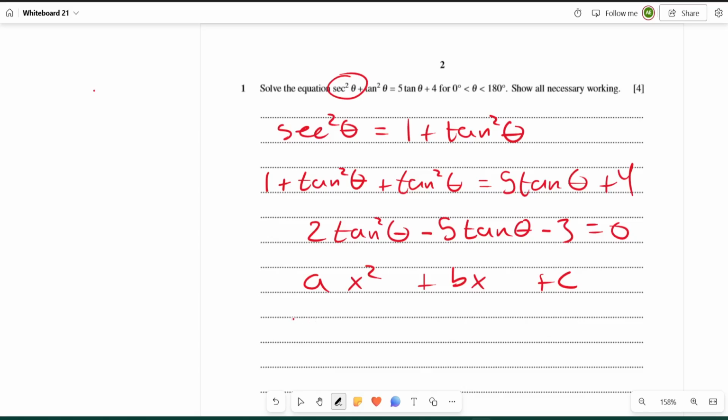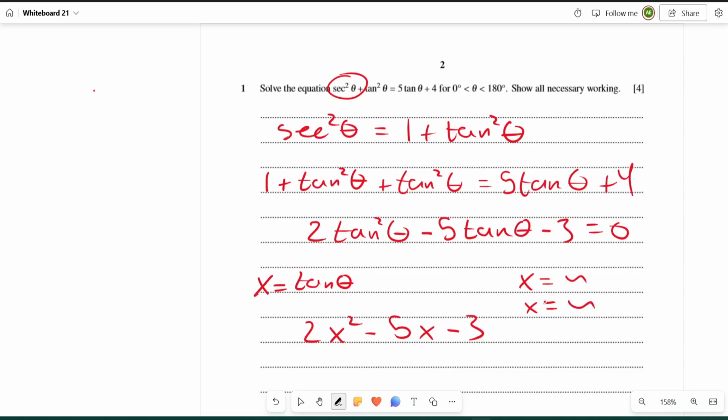Other people like to do this. They come here and say, okay, what we're going to do is name x as tan theta. So this equation becomes 2x squared minus 5 times tan theta, which is basically x, minus 3. Now this is a quadratic. They solve it and get 2 x values, let's say 1 and 2. And then they say, okay, x is tan theta. So instead of x, I'm just going to put tan theta equals this, and tan theta equals that. This is another option. You can do whatever you like.